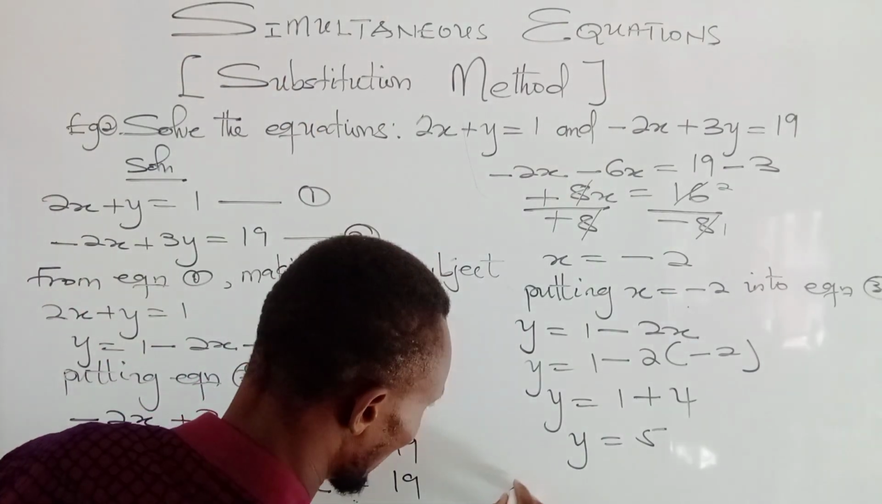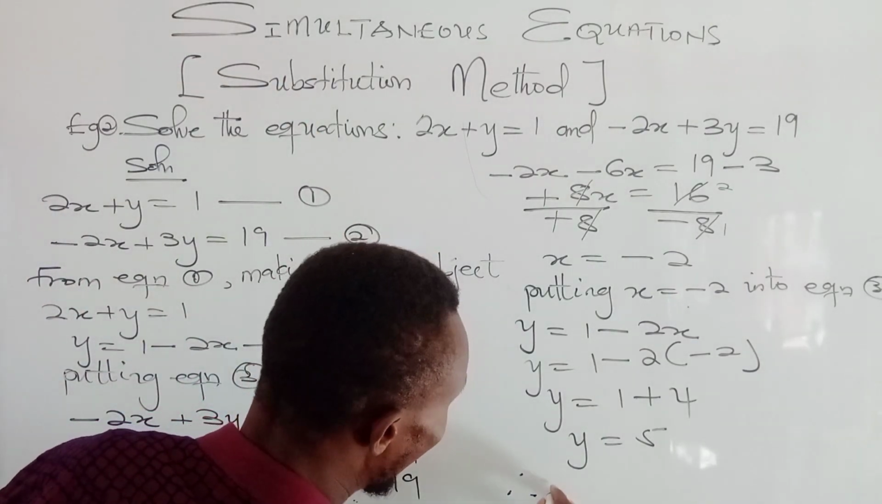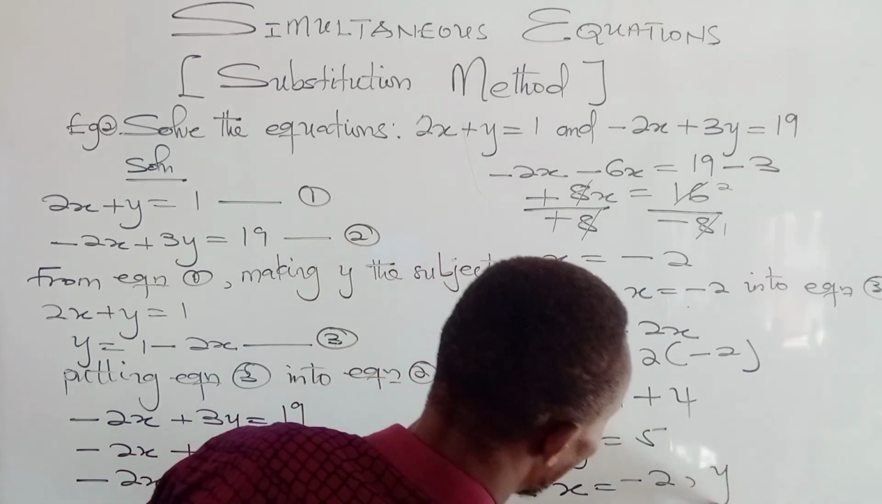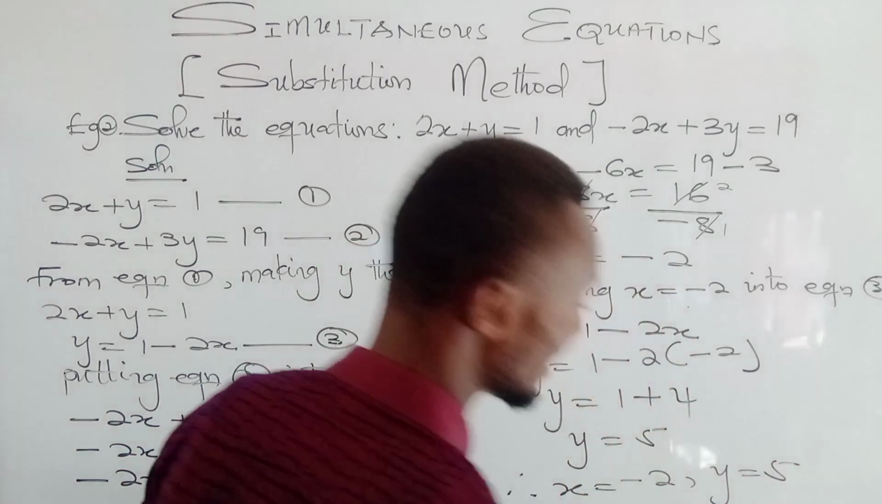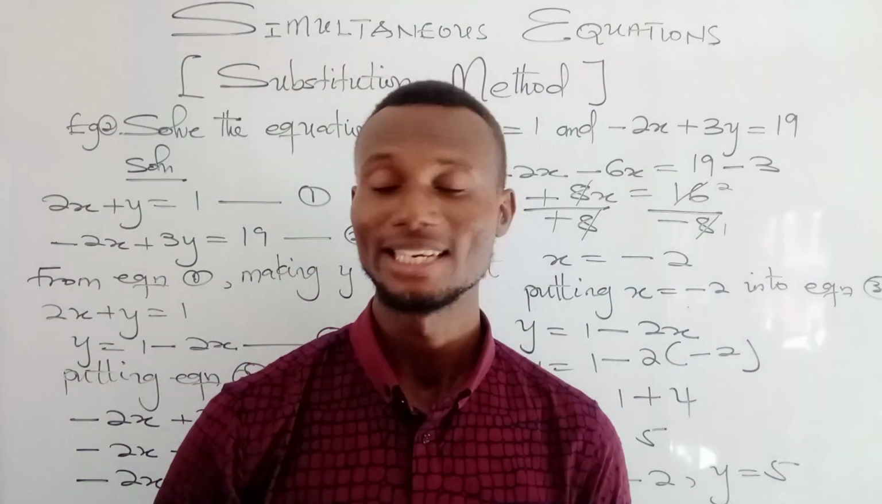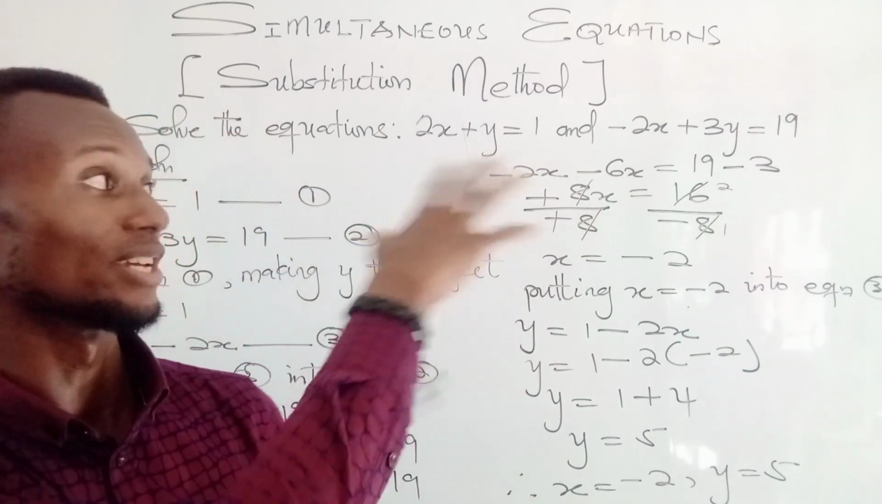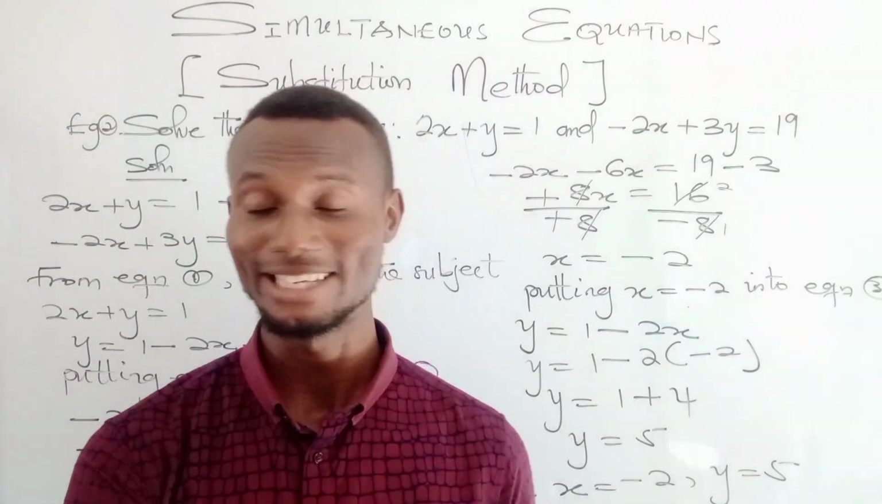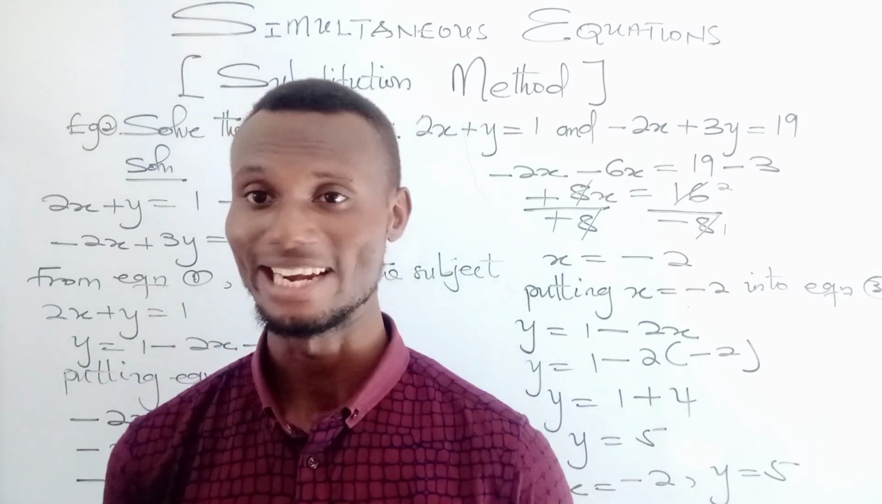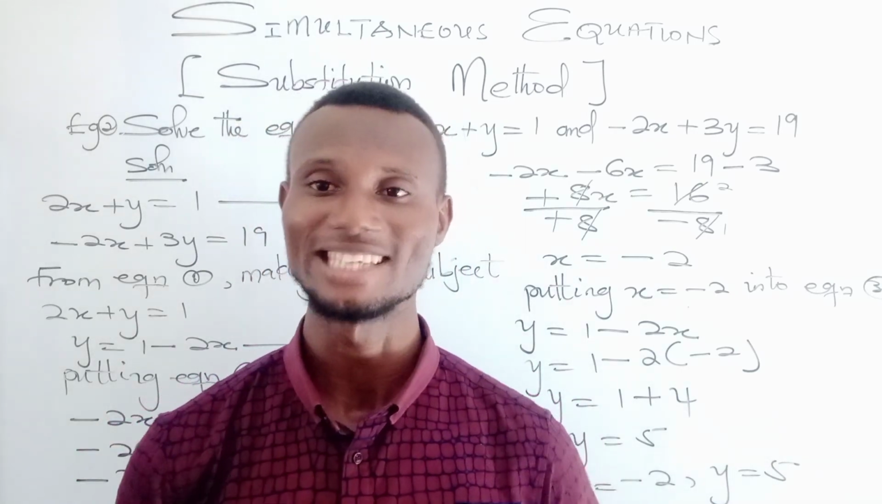So we can conclude by saying therefore our s is equals to negative 2 and our y is equals to positive 5. So that's it for solving the simultaneous equation given on the board by the substitution method. I hope the explanation was clear enough and you understood it as well.